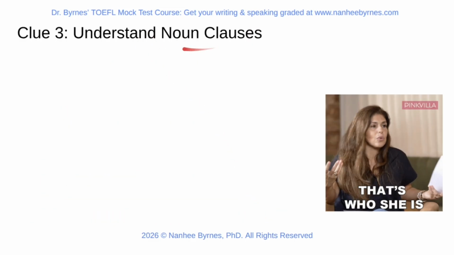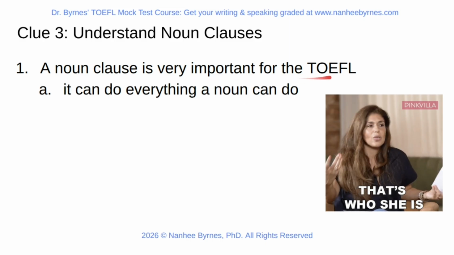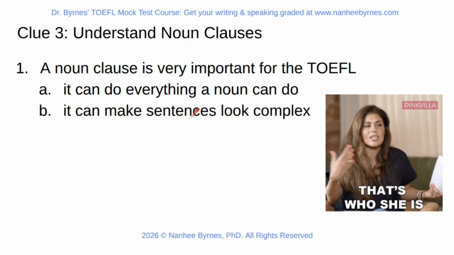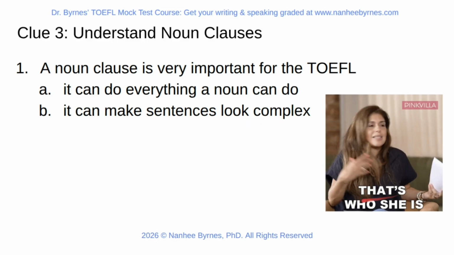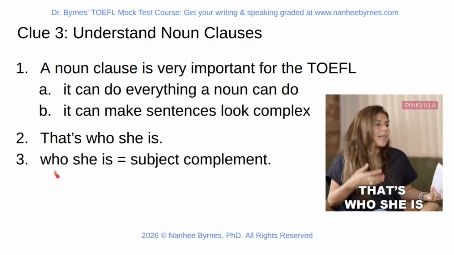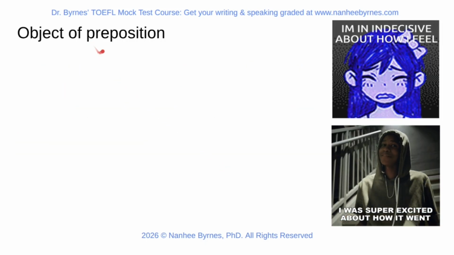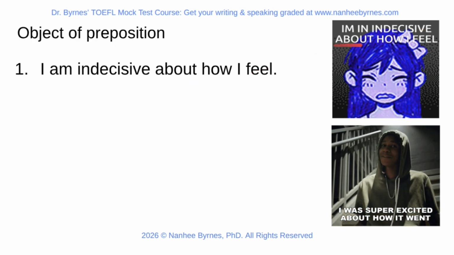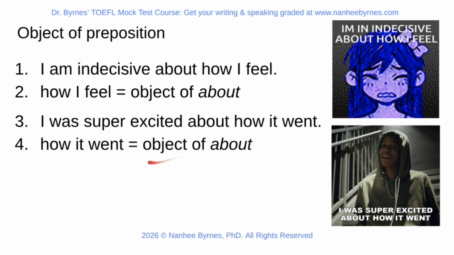Clue 3. Understand noun clauses. A noun clause is very important grammar for the TOEFL because it can do everything a noun can do, but it looks like a complete mini sentence. For example, that's who she is. Here, who she is a subject complement. A noun clause can also be the object of a preposition. For example, I am indecisive about how I feel. I was super excited about how it went.